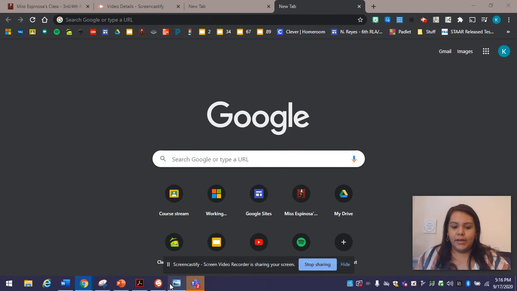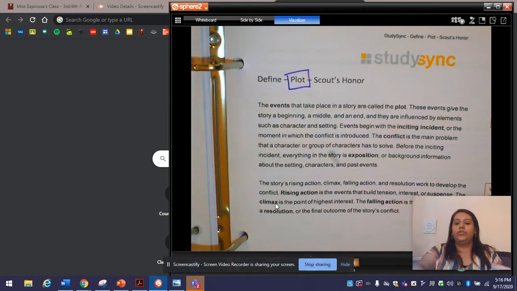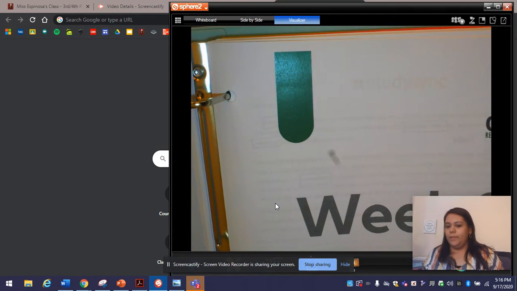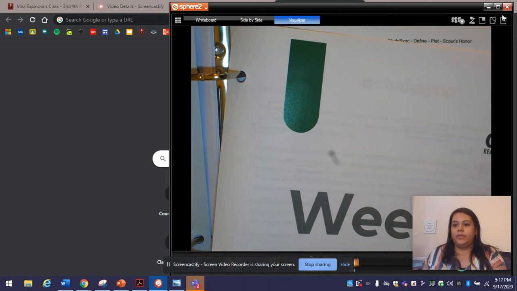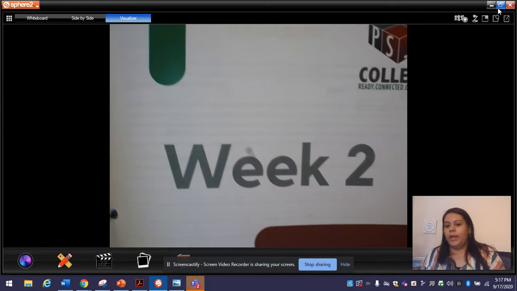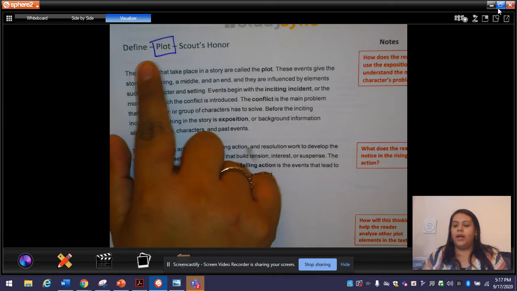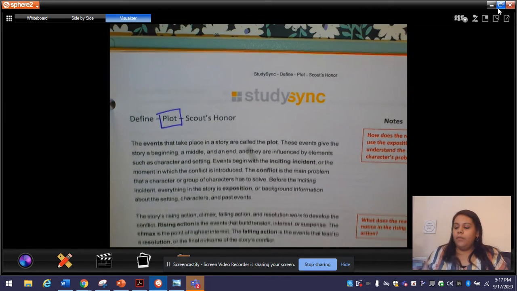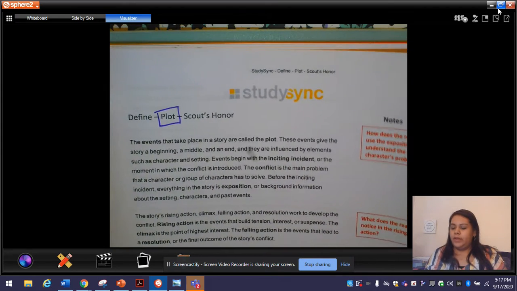Now, if we take a look at our packet, and I am looking at week 2, okay? I am on week 2, and I should probably make this bigger. And if we go through the pages, I would like us to go to the page that says Define Plot, Scout's Honor. Now, we read through this. This has definitions, but we're going to make some notes of it.